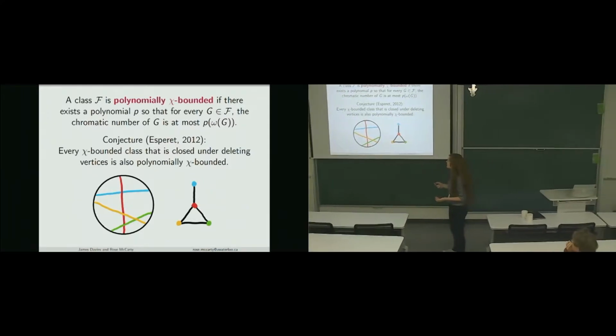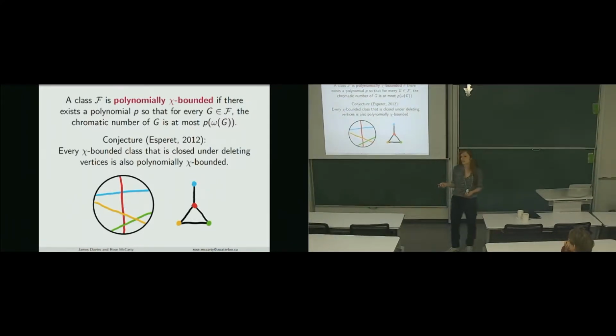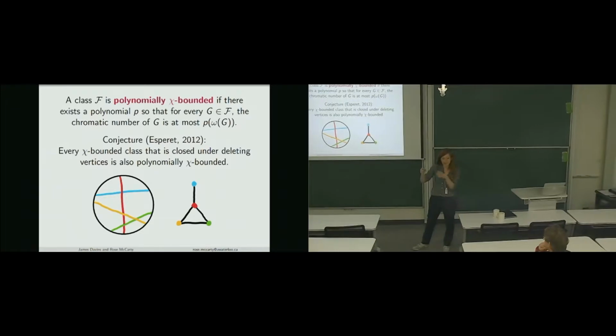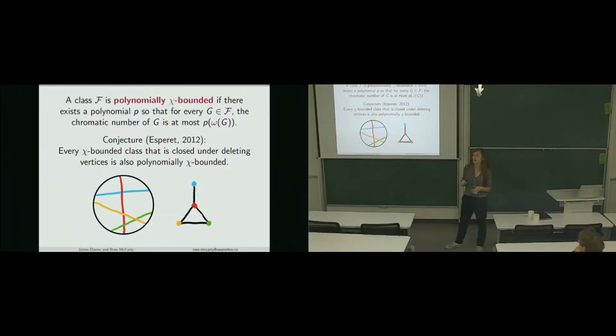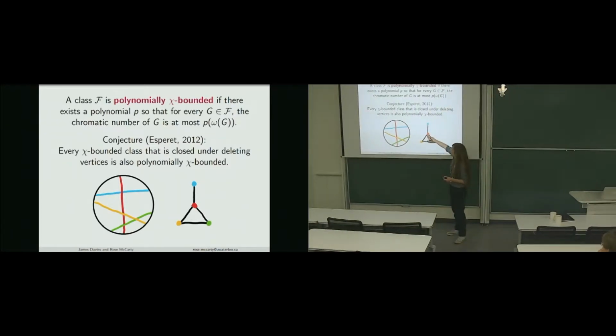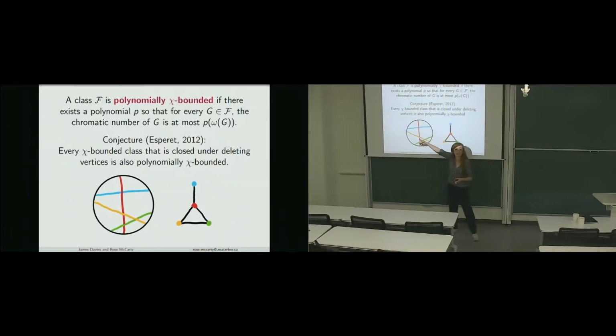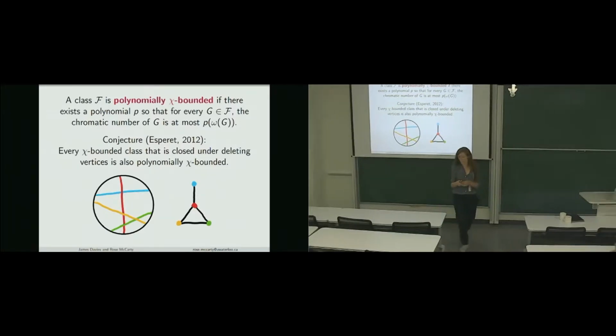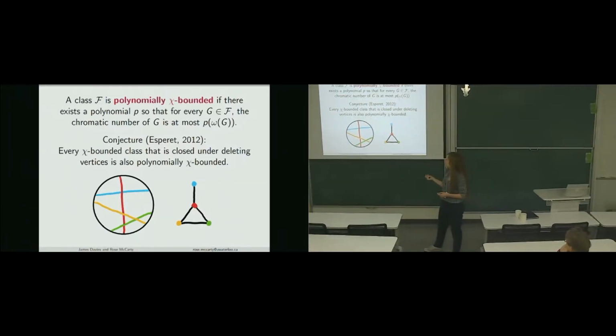The conjecture is that every chi-bounded class that's closed under deleting vertices, that is, if you take a graph in the class and delete vertices from it, it's still in the class, is also polynomially chi-bounded. In particular, circle graphs are closed under deleting vertices, because if you want to delete the red vertex, for instance, you would just delete the red chord, and the adjacencies don't change. So this problem has been open since chi-boundedness became popular as to whether or not circle graphs are polynomially chi-bounded.